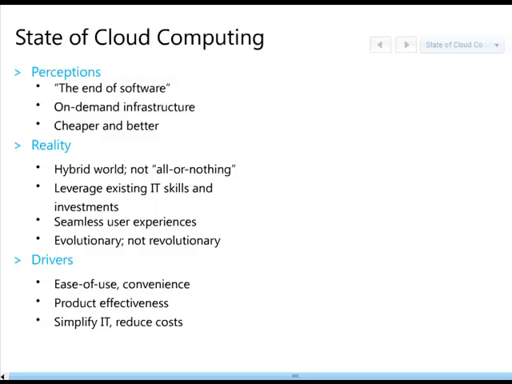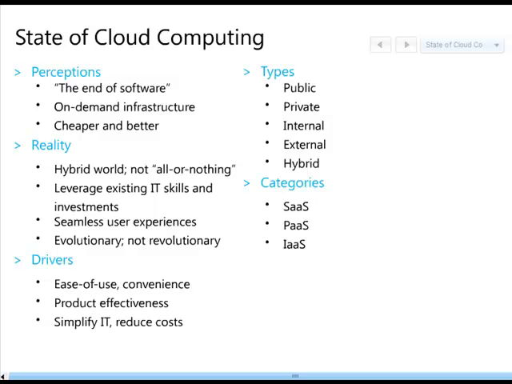And the drivers behind cloud computing are ease of use and convenience. You don't have to manage resources, somebody else is doing it for you. Then product effectiveness and simplifying IT to reduce cost. There are a couple of types of cloud computing. There are public clouds, private clouds, internal clouds, external clouds, and hybrid clouds. I'll explain these types in detail in upcoming webcasts. There are multiple categories of cloud computing: software as a service, platform as a service, and infrastructure as a service.